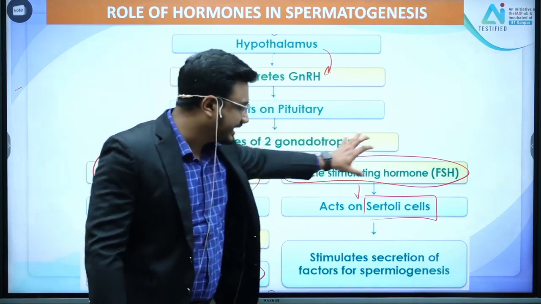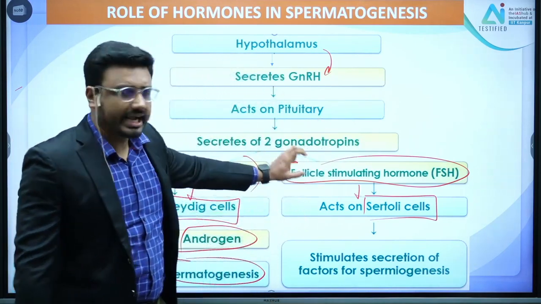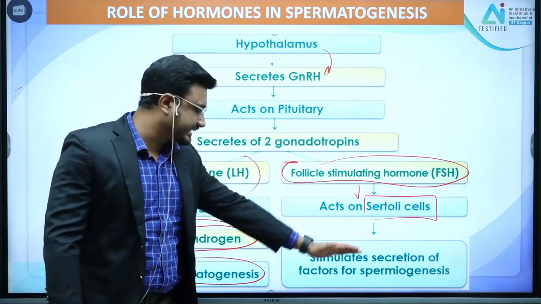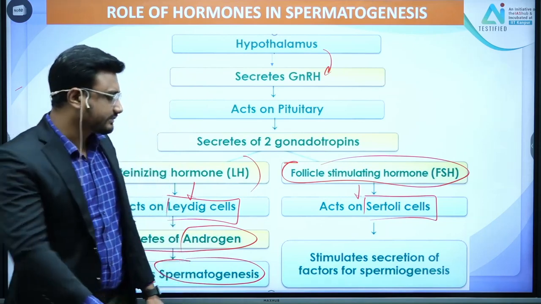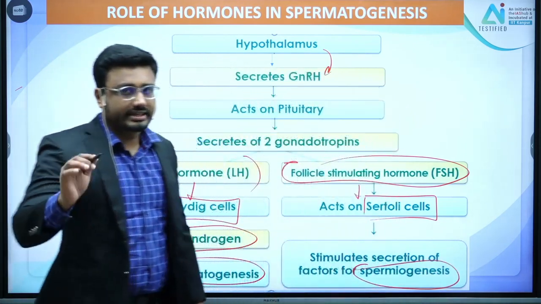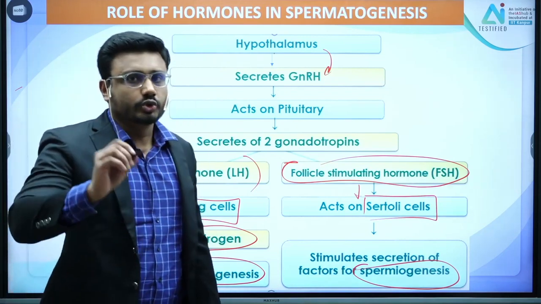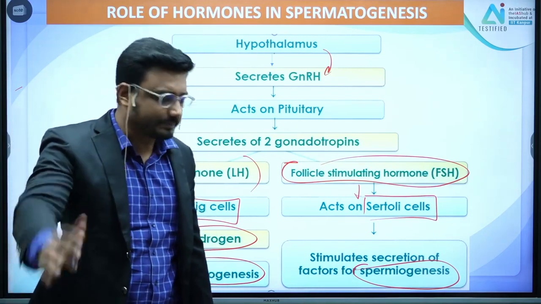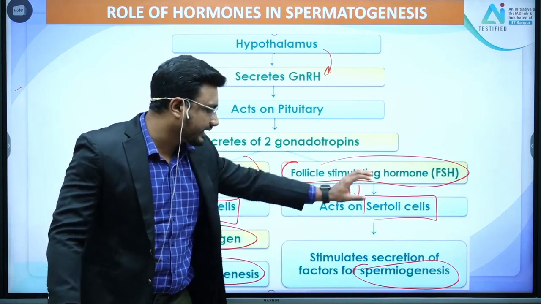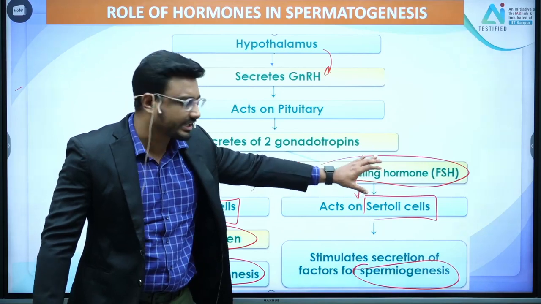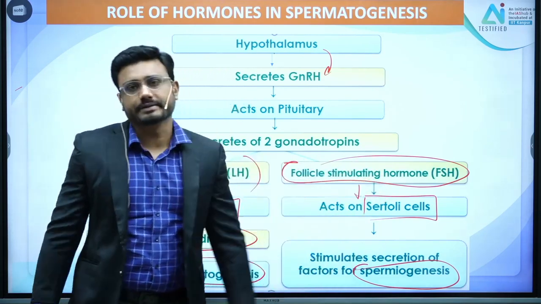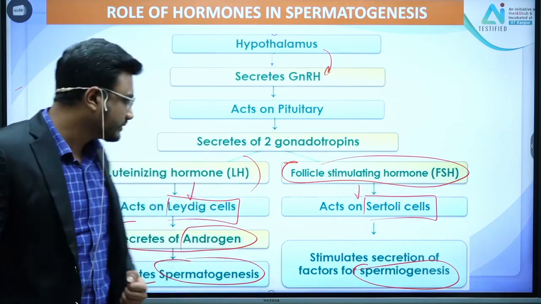Whereas the follicle stimulating hormone acts upon the Sertoli cells, and the Sertoli cells then stimulate the secretion of the factors for spermiogenesis. So what is spermiogenesis? The conversion of the spermatid to the spermatozoa, that is the sperm, is known as spermiogenesis. It is the secretions from the Sertoli cells that lead to this process of spermiogenesis. So now let's move on to the next concept.